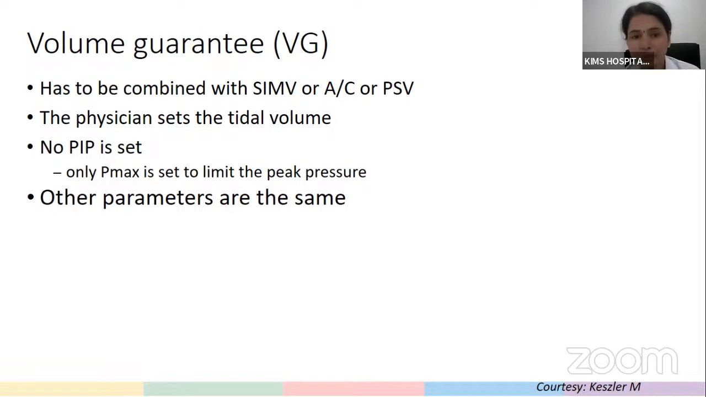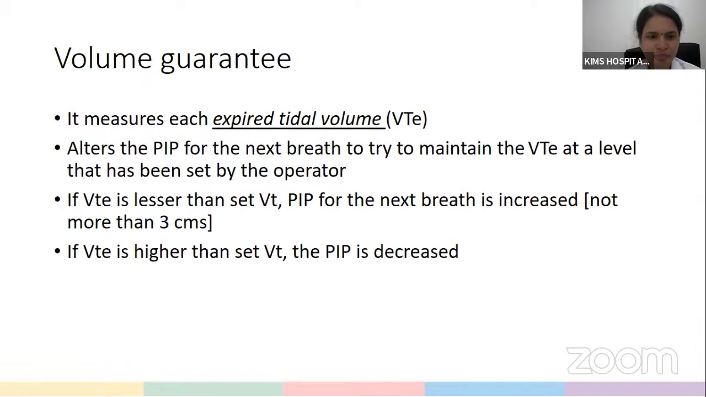We don't set a PIP. We only set a PIP max or a P max. So this will limit the maximum increase in the PIP. We don't allow PIP to go beyond the P max. All other parameters will be based on the underlying mode. Like in SIMV, we will be setting the E time, the PEEP, the flow, and the FiO2.